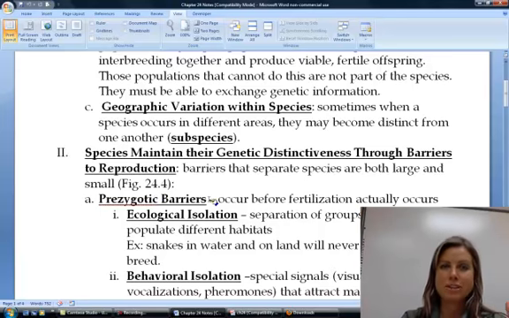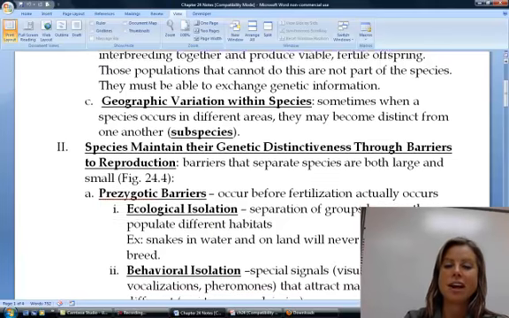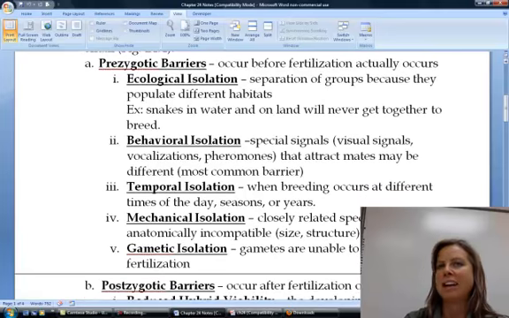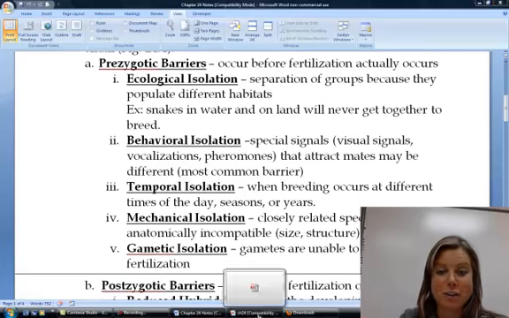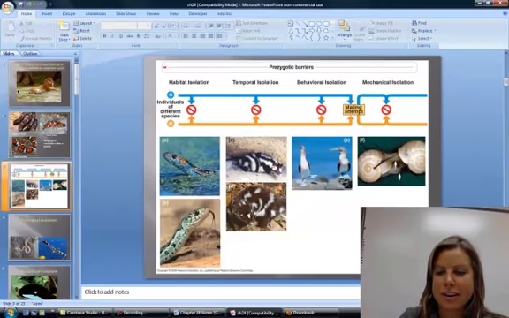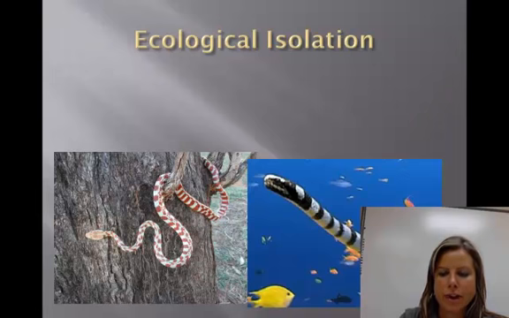So we're going to start with prezygotic barriers. And the first type is what's called ecological isolation. Let's use my example that I have in your PowerPoint here. We're going to skip through this one real fast.